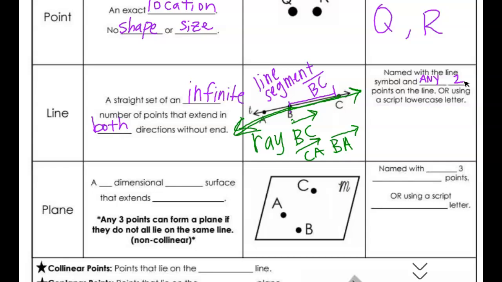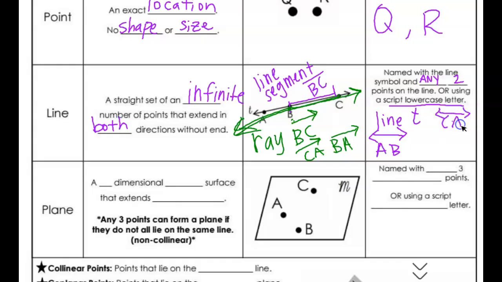So back to just regular lines that have arrows on both sides. You can use a script lowercase letter. What's the script lowercase letter for this line? It's not A, B, or C, those are uppercase. T. So this can be called line T. Or I can use any 2 points on the line. How many points are there on this line? 3. So I can name this line with 2 arrows. It can be AB. What else could I name it?